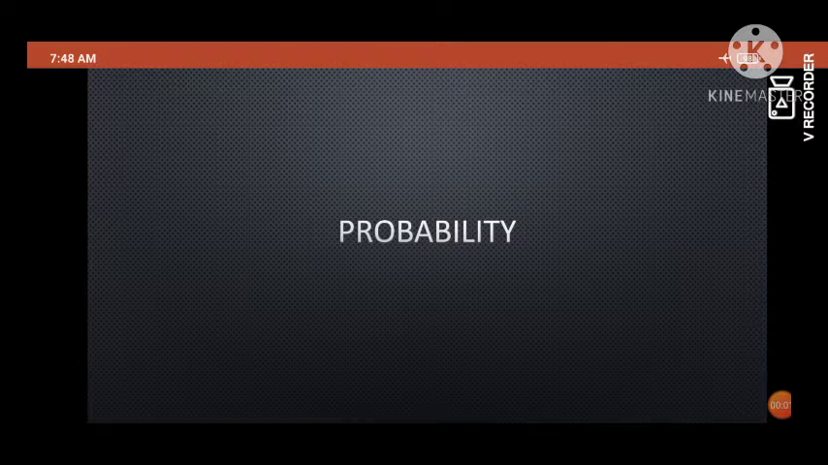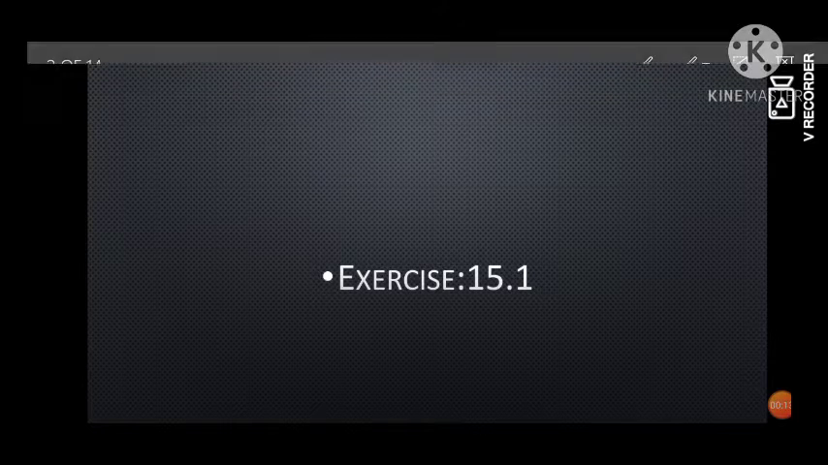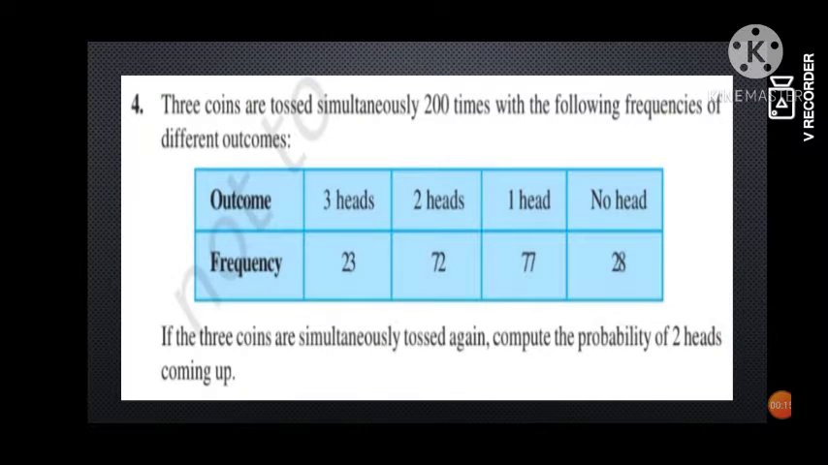Good morning, students. Today we are going to discuss the next three sums of the chapter probability. The exercise that we are going to discuss is exercise 15.1. So, the next three sums means question number 4, 5 and 6. In question number 4, the question is like this.